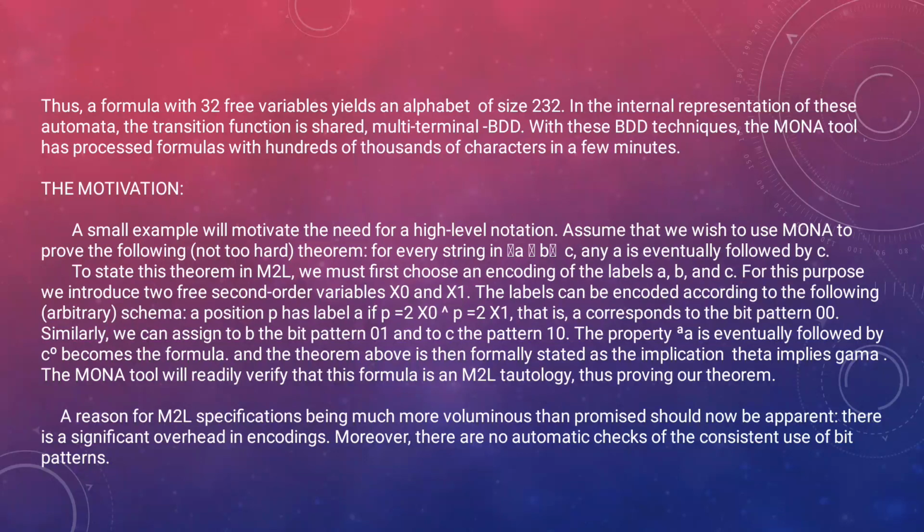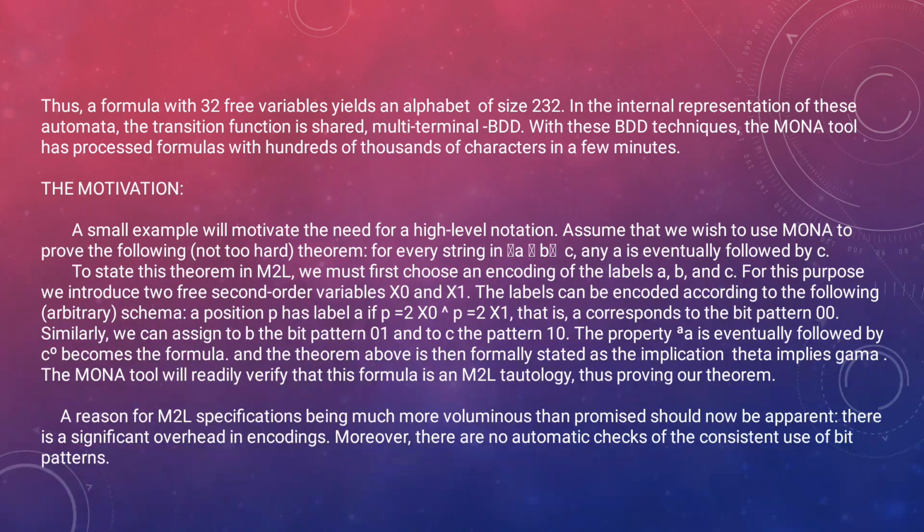The motivation. A small example will motivate the need for a high-level notation. Assume that we wish to use Mona to prove the following theorem. For every string, any A is eventually followed by C. To state this theorem in M2L, we must first choose an encoding for the labels A, B, C.